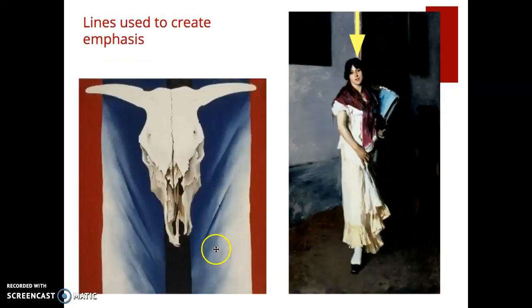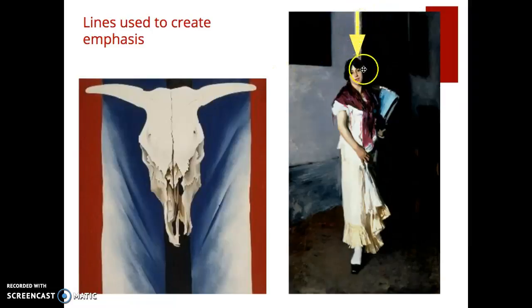We also use lines to create emphasis. And the line here, straight down the middle, creates a stark contrast to the white and creates an emphasis on the center of this bull's skull. It also creates a framework with these red lines and this light blue in the middle. So line can be used to create emphasis.